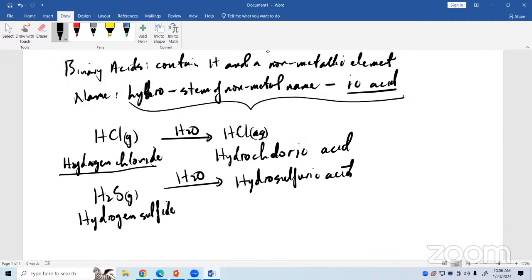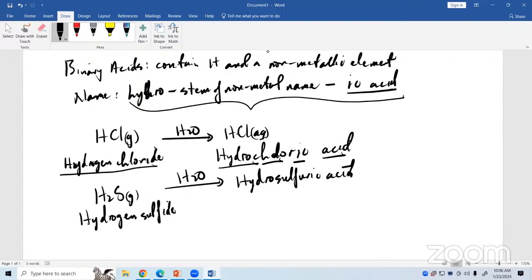Hydrosulfuric acid. Okay, so that's basically how you name binary acids. They all start with hydro, the stem of the name of the second element associated with it, and then they end with ic acid. All right?